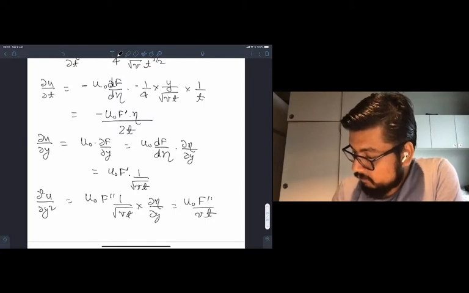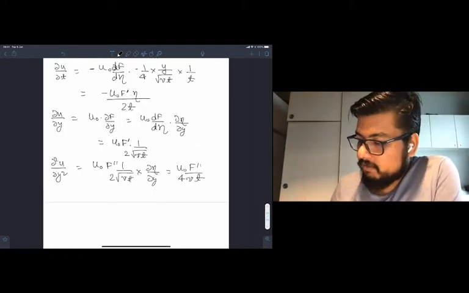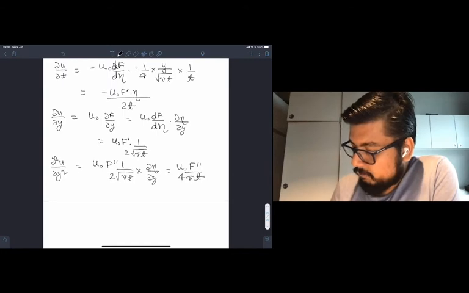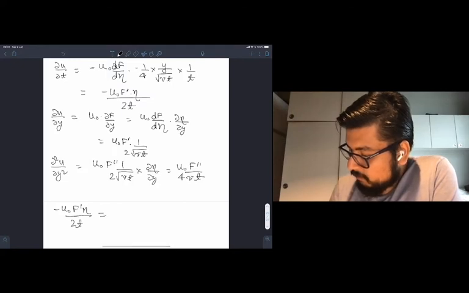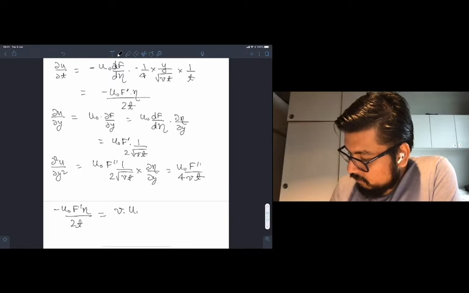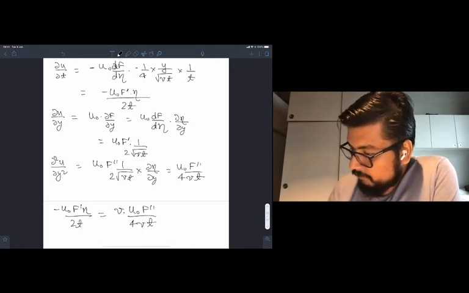Oh, I missed a 2 over here. So there is a 2 over there, 2 over there, and so this becomes 4. So now if I plug these terms back into the equation, what I get is minus u naught f prime eta upon 2t is equal to nu times u naught f double prime upon 4 nu t.